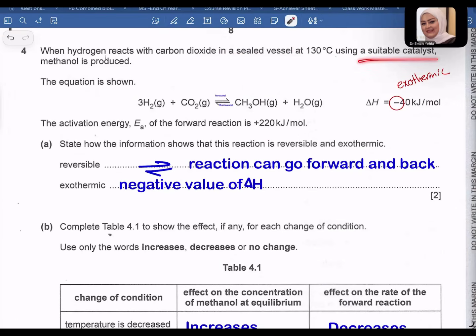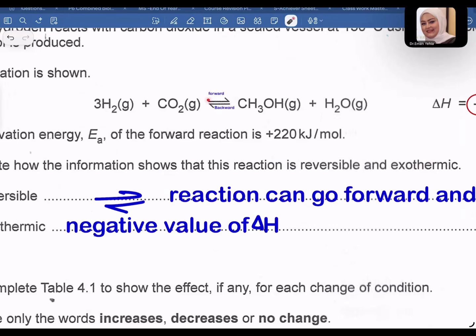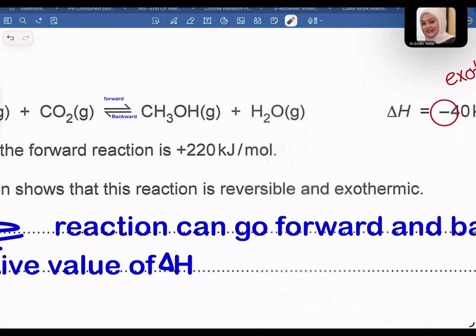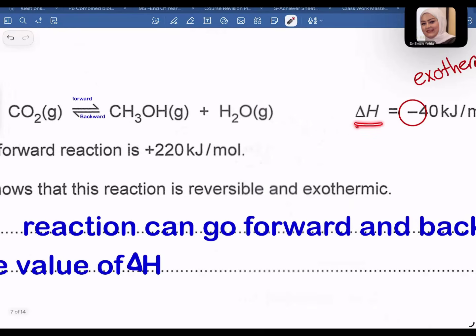Question number 4. When hydrogen reacts with carbon dioxide in a sealed vessel at 100 Celsius using a suitable catalyst, methanol is produced. H2 plus CO2 produce methanol and H2O. Remember, the delta H always represents the forward reaction. So if negative, the forward reaction will be exothermic. That means the backward reaction is endothermic. Remember, delta H for the forward reaction is going to be negative.